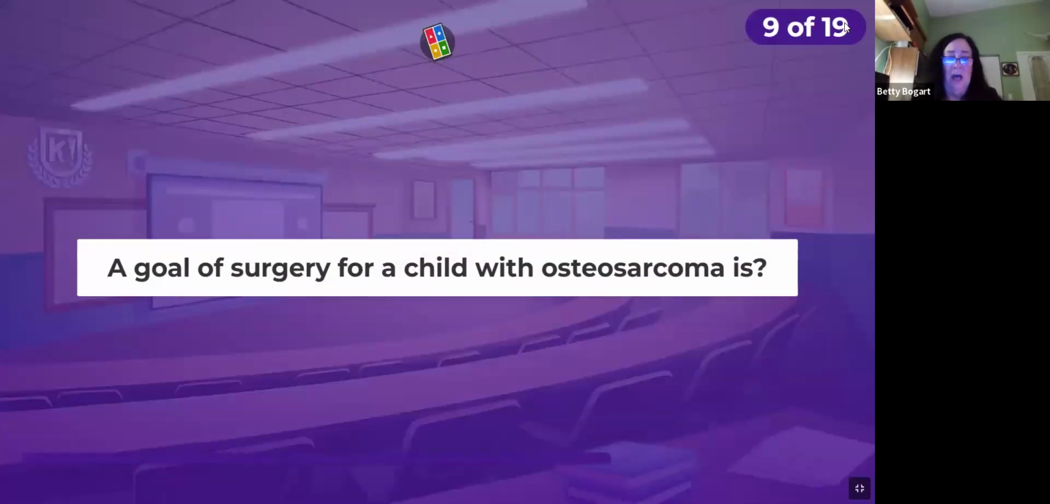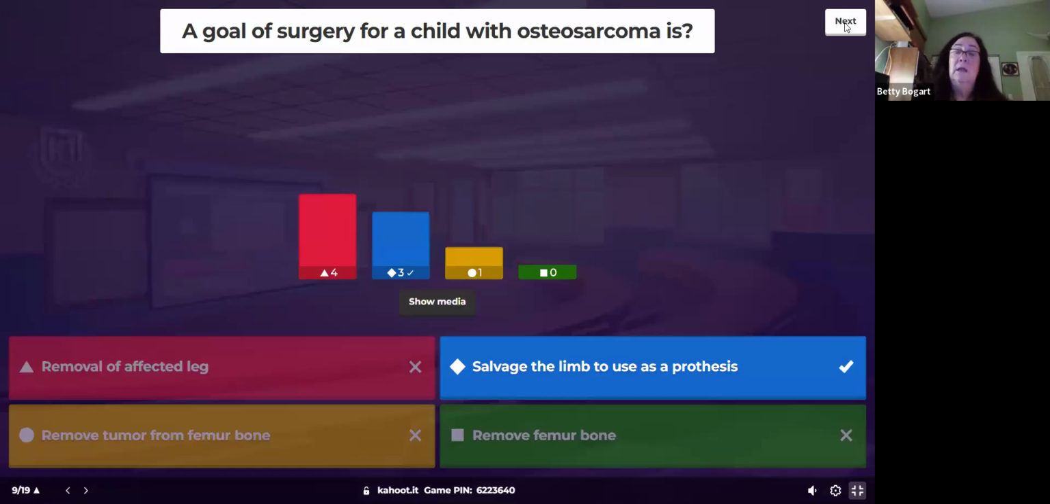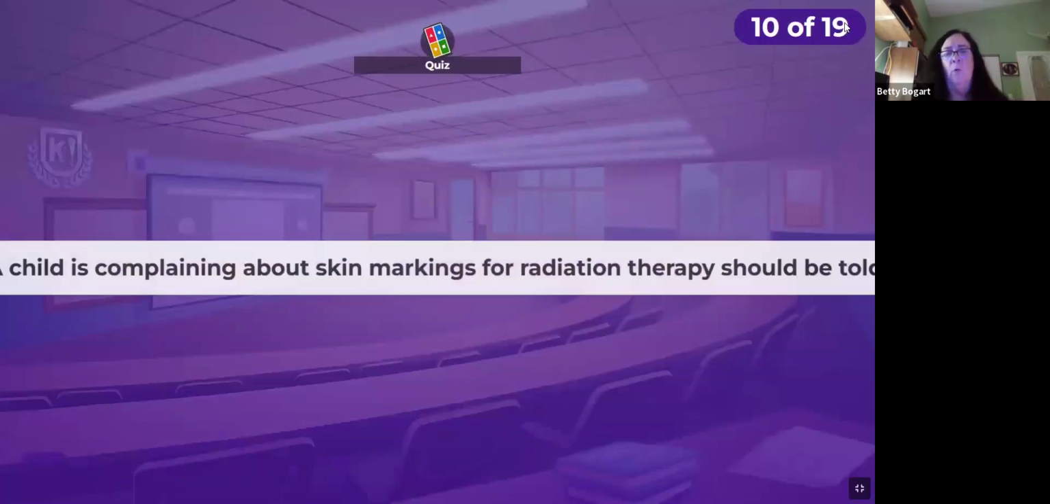A goal of surgery for a child with an osteosarcoma is, again, osteosarcoma is a cancer of a bone. The entire bone has to be removed, whether it's a femur bone or any bone, it's got to go. All right. So our goal with osteosarcoma of the femur is to salvage the limb, because we can take the lower part and put it up. Now there's a place to attach a prosthesis. That's our goal, to salvage the limb, because we want to put something there to walk.